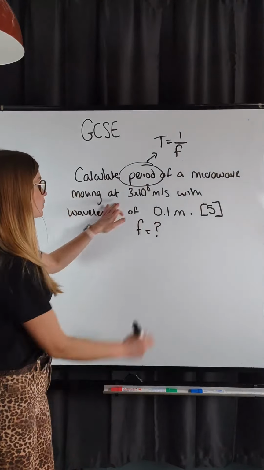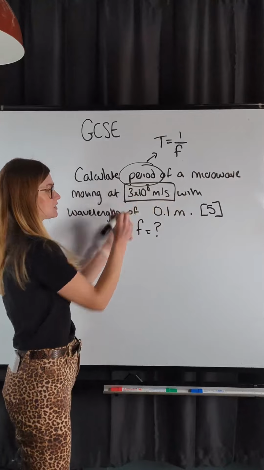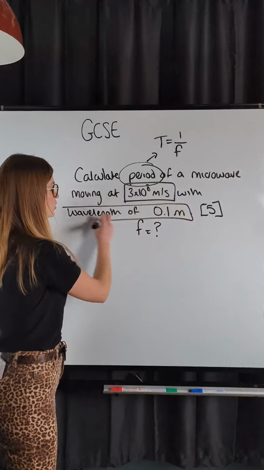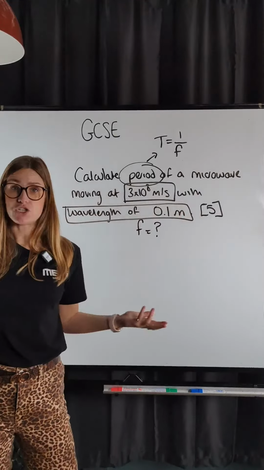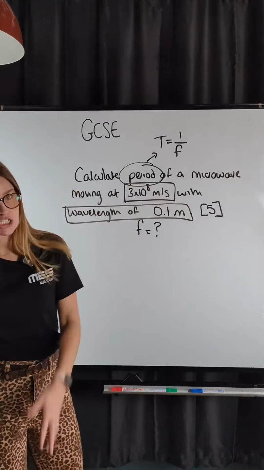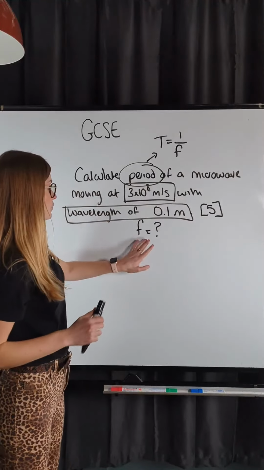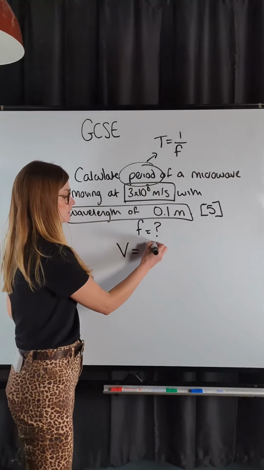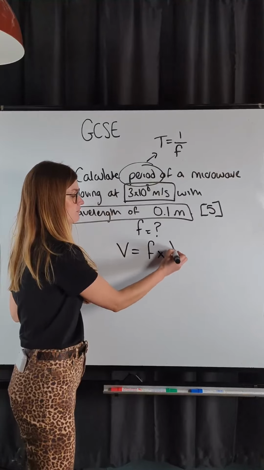So what we're given is a speed, because I know speed is always measured in meters per second, and I'm given a wavelength, right? It even says the word wavelength. So now what I do is go back to my equation sheet, and I look for the words wavelength, frequency, and speed. And I see the equation that says wave speed is equal to frequency times by wavelength.